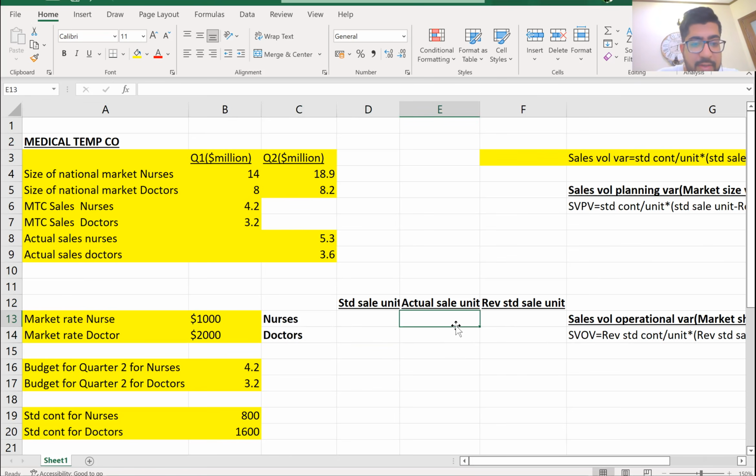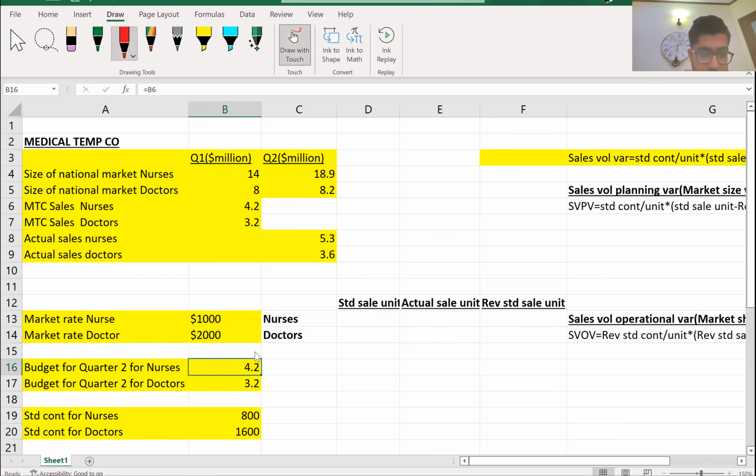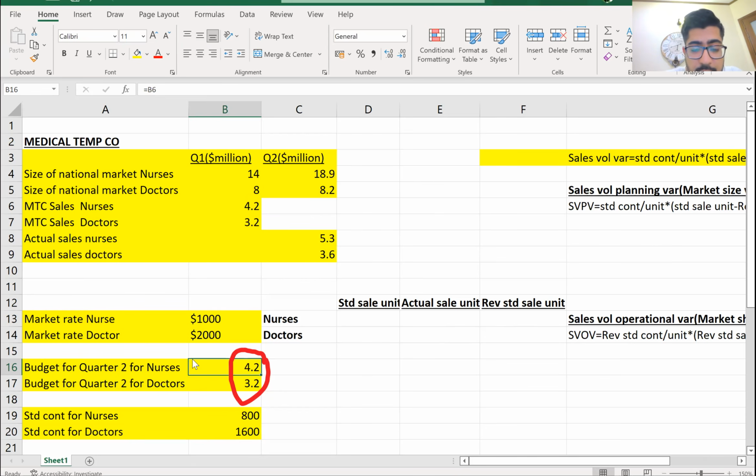Now, actual sales units is very easy, and standard sales units is very easy for quarter 2. Standard is budget. So remember, for nurses, when you are setting budget for quarter 2, the quarter 2 budget for nurses was same as quarter 1, 4.2 million, and for doctors it's 3.2 million. It's stated that you prepare budgets for quarter 2 and rolling budgets on the assumption that things remain same as quarter 1. So the quarter 2 standard for nurses and doctors is given: 4.2 million for nurses and 3.2 million for doctors.